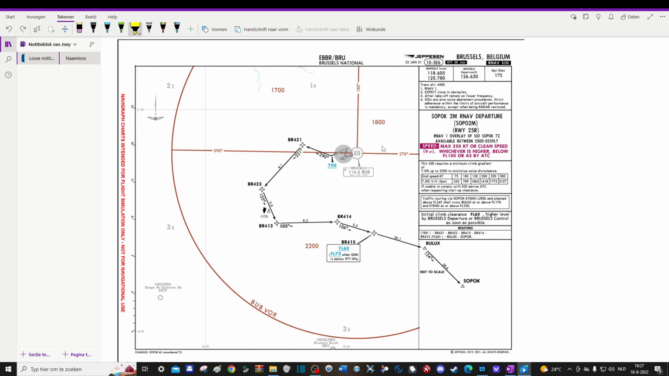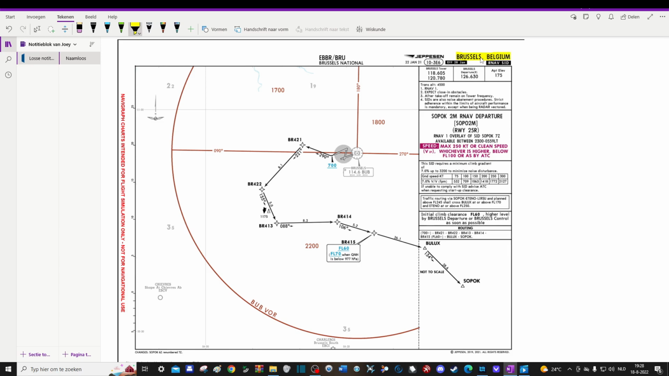And for those of you who do not know, SID stands for Standard Instrument Departure, and these charts are used during takeoffs up until the first waypoint of your flight plan. So let's go over all the information that you can find on this particular chart, starting off all the way at the top. To the right here we have some information to identify the chart that you're using.